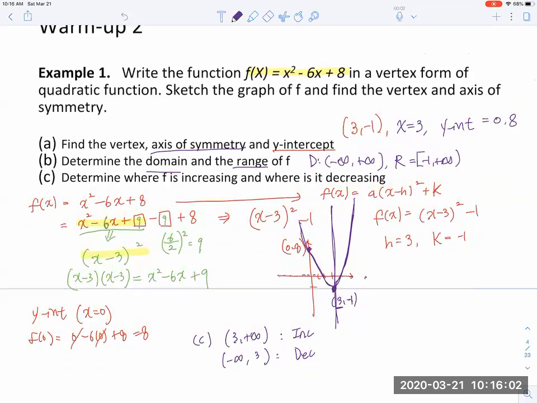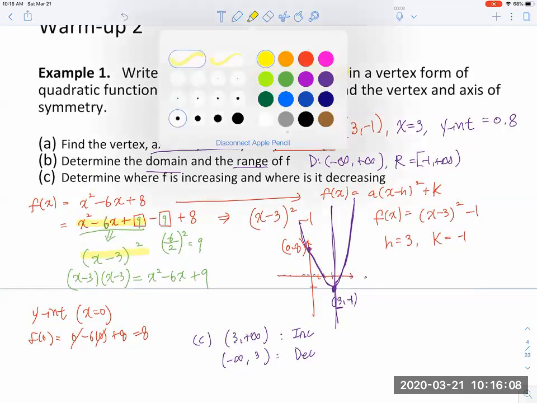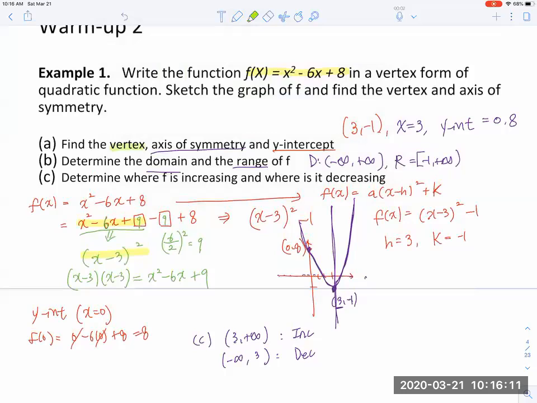So these are all the information we talked about, again, like how to find the vertex, axis of symmetry, and y-intercept. Think about it. Once you graph it, you can find the domain and range. Also, the domain can tell you where the function is increasing and decreasing. Okay? So please redo this problem, and I hope you have a better understanding.